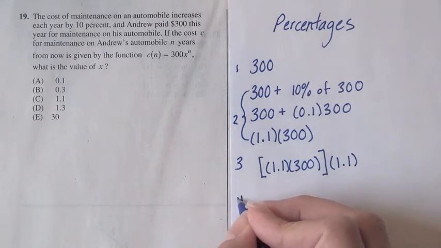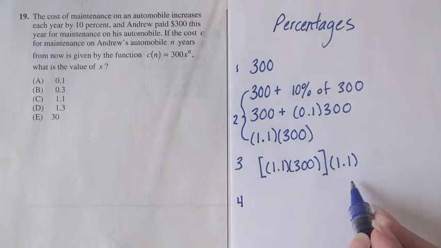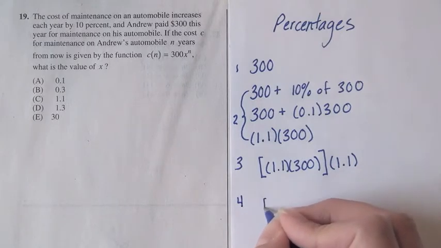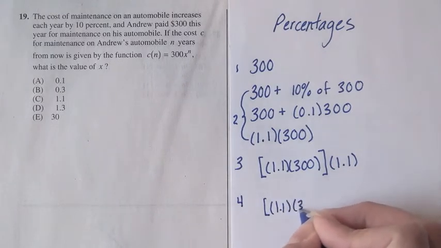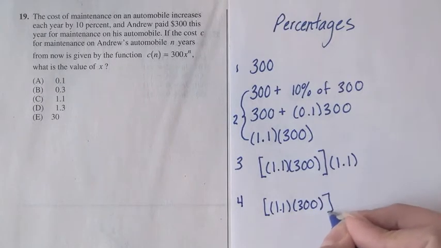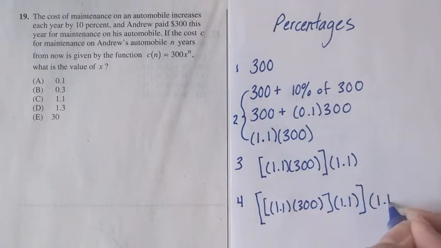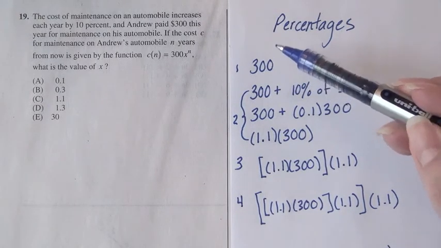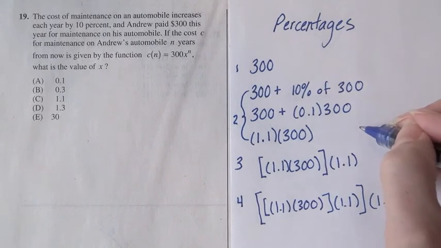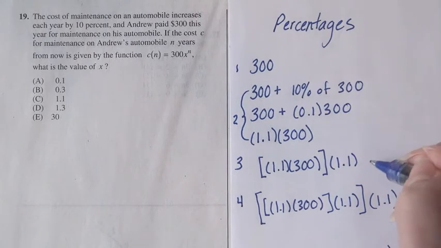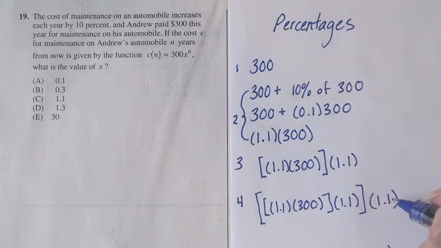If we move on to year 4, we have to take all of this from year 3. That's 1.1 times 300 times 1.1. We need to multiply all of that again by 1.1. So you can see what's happening. With each year, we have to multiply the 300 by another 1.1. In fact, here, we're multiplying it by, in 1 year in the future, by 1.1, 2 years into the future, by 2 1.1s, and 3 years into the future by 3 1.1s.